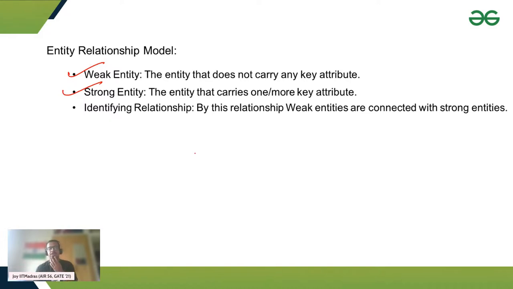So the scenario is that an employee can have multiple attributes. The attributes are like name. First of all, the unique attribute, that is employee ID. Employee ID is the unique attribute. Then we can have name, age, suppose salary, multiple things. So it is called a strong entity. Why strong entity? Because it has a unique attribute, that is employee ID.